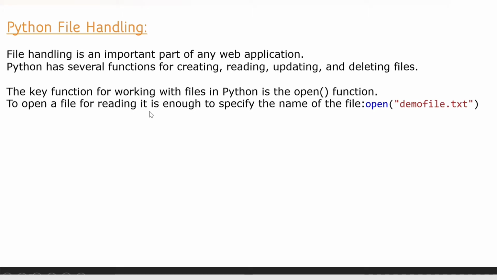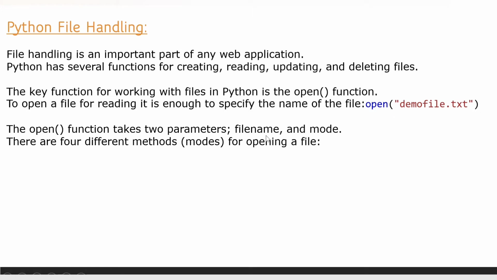To open a file for reading, it is enough to specify the name of the file. So the open function takes a parameter, that is the name of the file, or if the file is in a different location, you can provide the path of the file, as well as multiple other parameters to this open function. We will see what we need to pass to the open function.